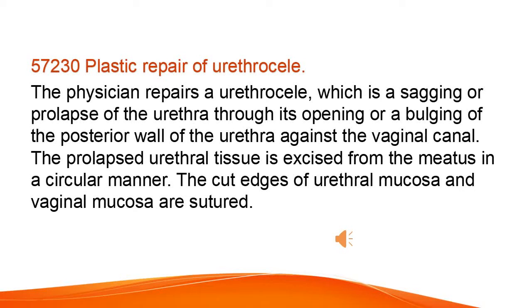Plastic repair of urethrocele. The physician repairs a urethrocele, which is a sagging or prolapse of the urethra through its opening or a bulging of the posterior wall of the urethra against the vaginal canal. The prolapsed urethral tissue is excised from the meatus in a circular manner. The cut edges of urethral mucosa and vaginal mucosa are sutured.